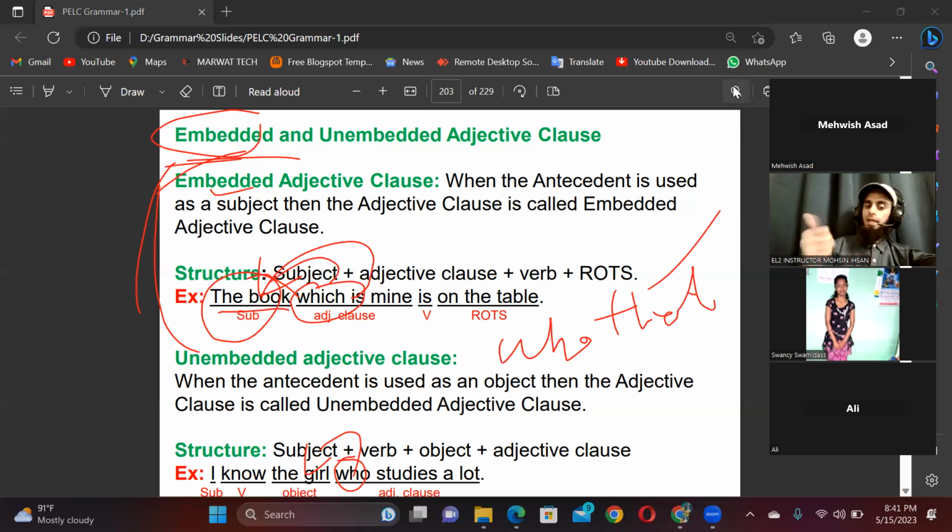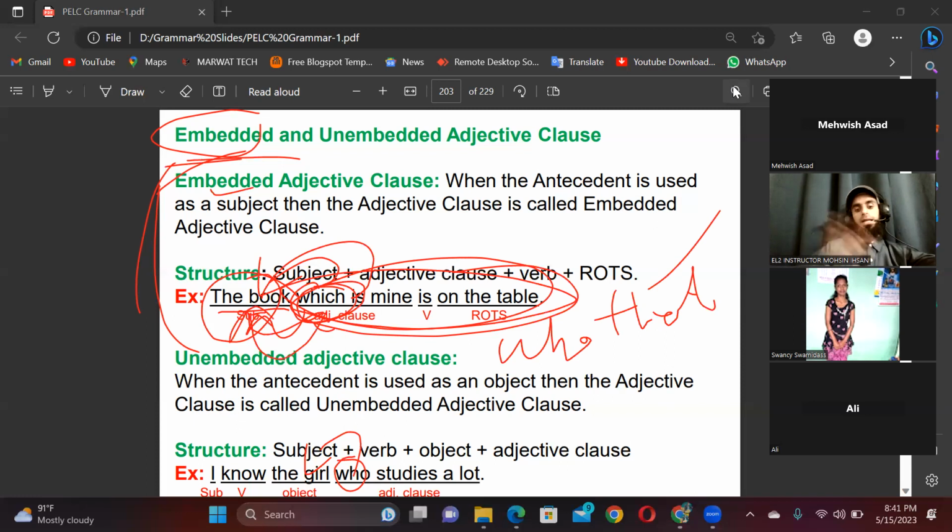Okay, which is for things and animals. The book which is mine is on the table. That is right because it is used for the book, and it is indicating the noun, so it is called an adjective clause. And it is embedded because embedded means it is directly after the subject, the doer of an action in the sentence. Sorry, the class is ending.